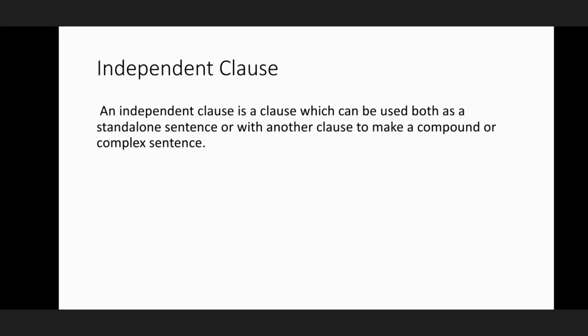Now, what is an independent clause? It is a group of words called an independent or main clause that can be used as a standalone sentence that is on its own. It can act alone and stand alone and be meaningful. Or you use it with another clause to form a compound sentence or a complex sentence.